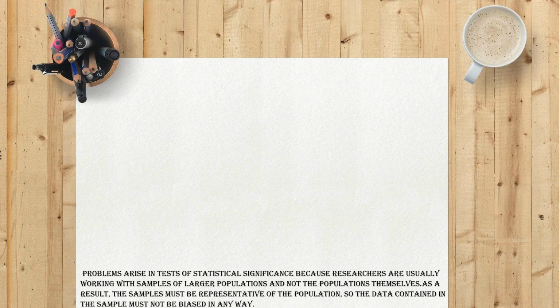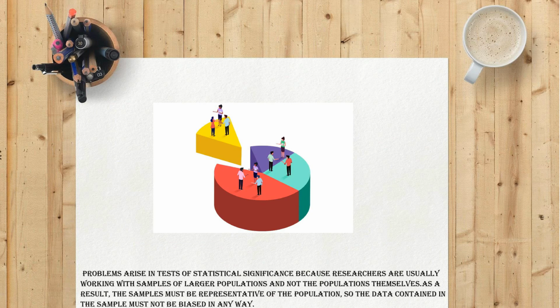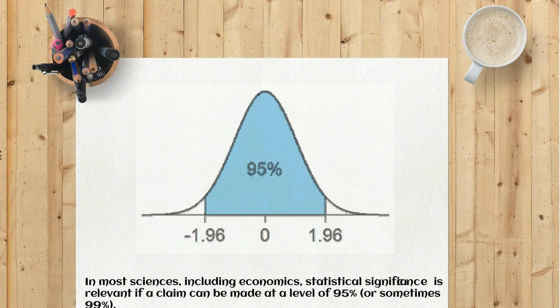Problems arise in tests of statistical significance because researchers are usually working with samples of larger populations and not the populations themselves. As a result, the samples must be representative of the population, so the data contained in the sample must not be biased in any way. In most sciences, including economics, statistical significance is relevant if a claim can be made at a level of 95% or sometimes 99%.